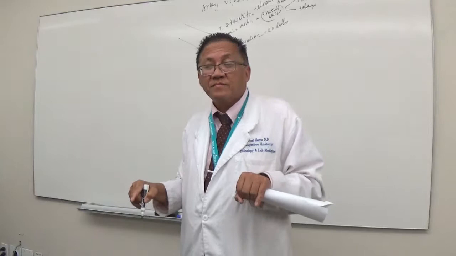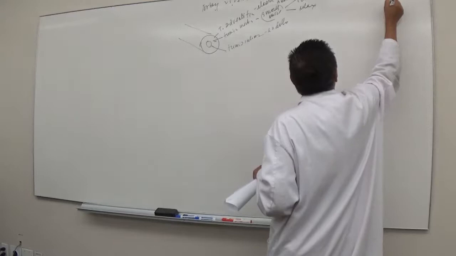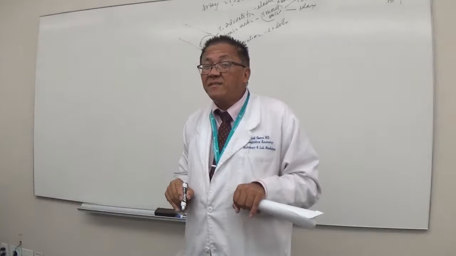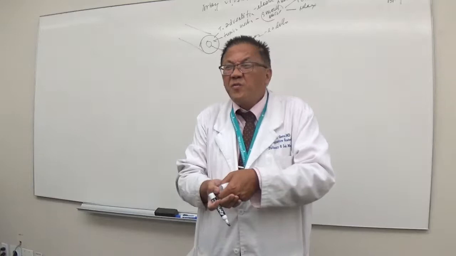But the blood pressure will go up. For example, when you go to the garden, the water pressure is low at the tip of the garden hose. You put your finger so that the pressure will be higher.